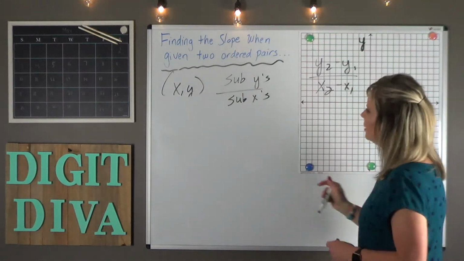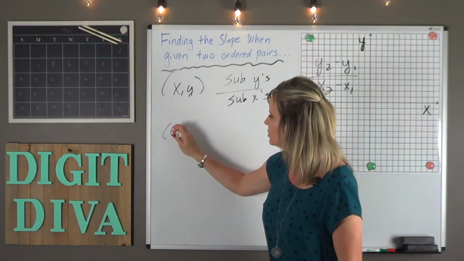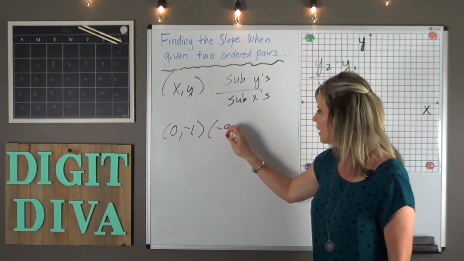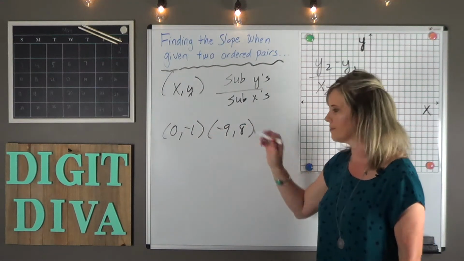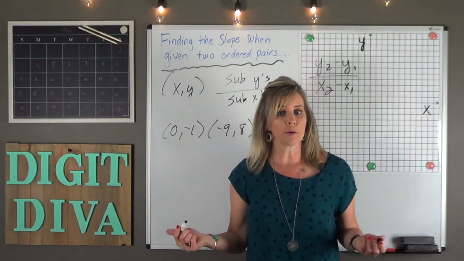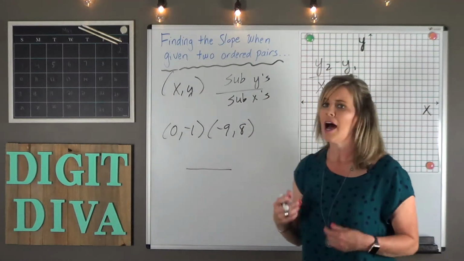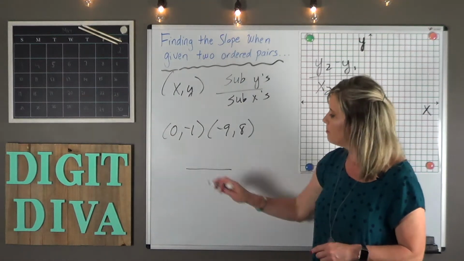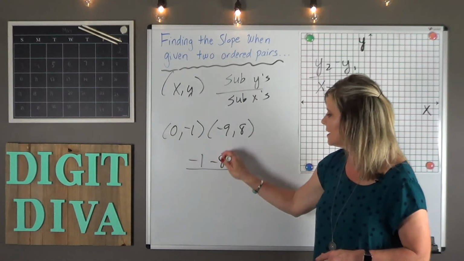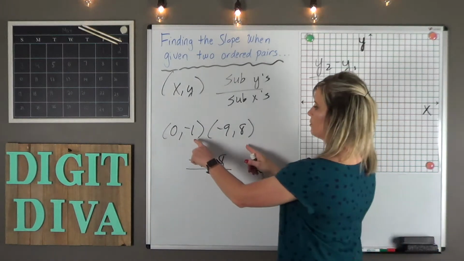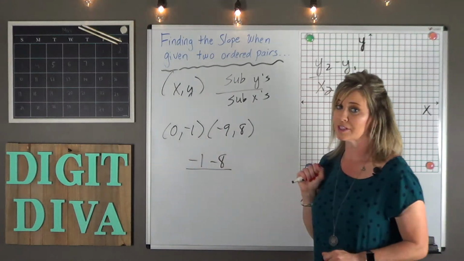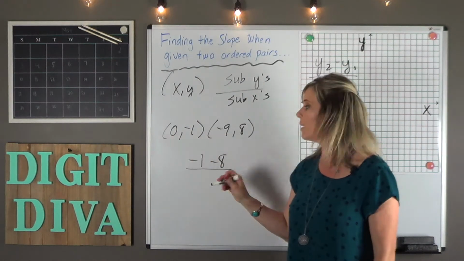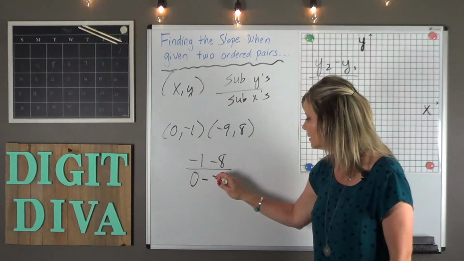All right, what if we have a 0 and a -1, and let's do a -9 and a +8. Okay, so where do we want to begin? I know I'm going to subtract my y's on top and my x's on the bottom. My y's, -1 minus 8. Okay, look at what I did. I started with the first set of parentheses for my y's. I have to start with my first set of parentheses for my x's, 0 minus -9.